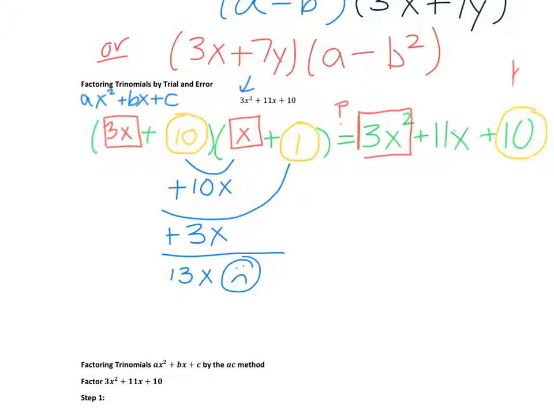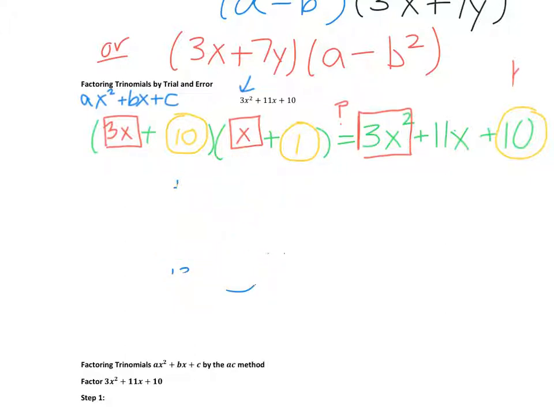Okay, so what else can we try? Well, we know the 3x and the x is correct. So that means the 10 and the 1 has to be changed. Let's try switching the 10 and 1. So what's another way that we can get to this product of 10? Well, we can choose maybe 2 times 5. All right? So again, 2 times 5 is 10.